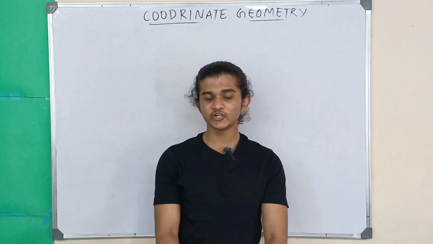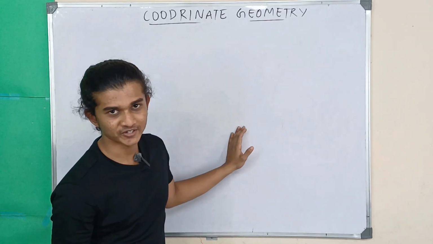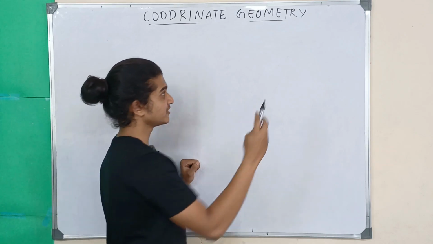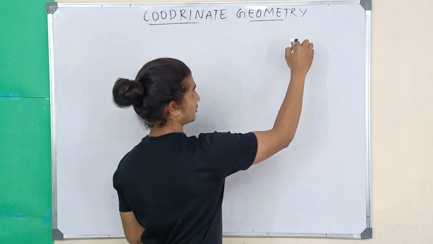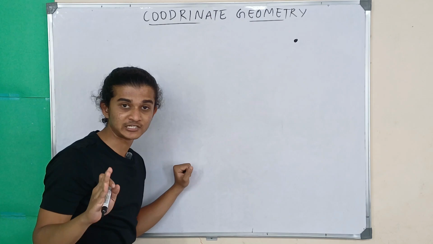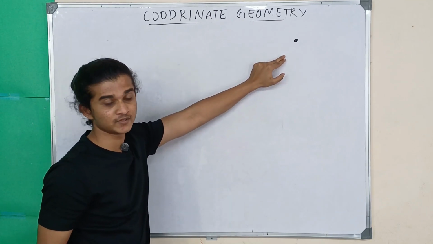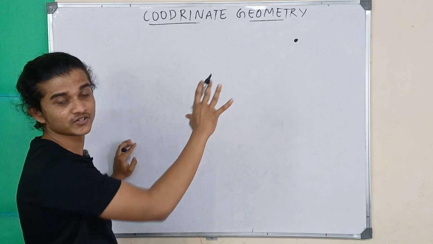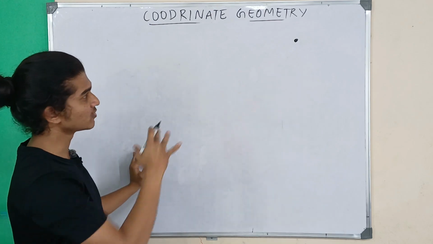Hello guys, in this video we're going to be discussing coordinate geometry. So let's get started. Now imagine I ask you to say the exact position of this point. So I give you this point and I tell you to say the exact position of this point. Now you might just say the point is towards the top right corner of the whiteboard.